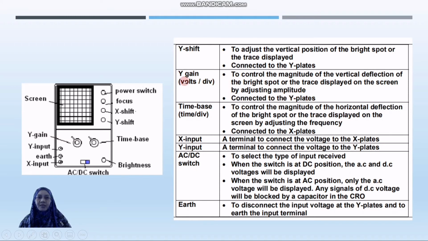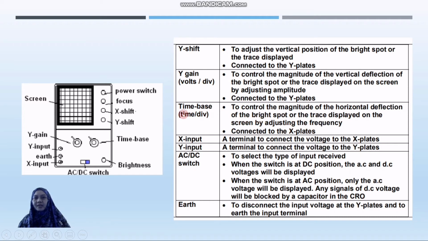And this Y gain is connected to the Y plates. Okay, later we will see how the setting on the Y gain is used to determine the voltage supply to the cathode ray oscilloscope. Okay, while the time base is used to control the magnitude of the horizontal deflection by adjusting the frequency, and this time base is connected to the X plate.